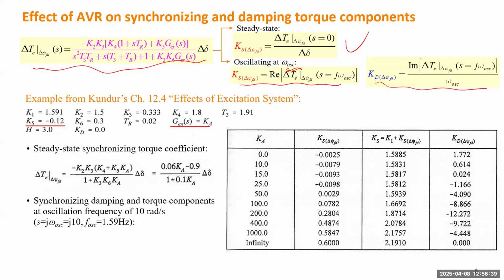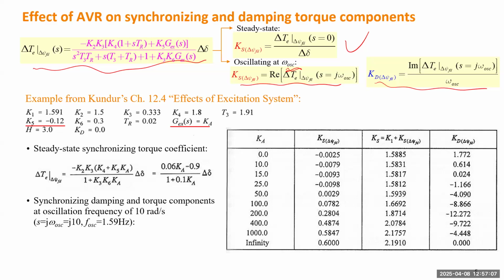But for the oscillating condition, if we consider some oscillation frequency, there will be a synchronizing component and also a damping component. When the synchronizing component is positive, this generator tends to become coherent with the rest of the system. If the damping coefficient is positive, the oscillation will decrease in amplitude, which is a positive damping effect. So ideally, we need both Ks and Kd to be positive.